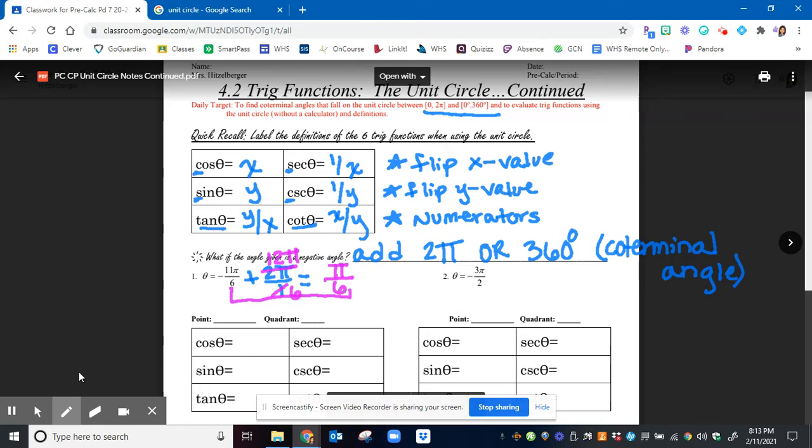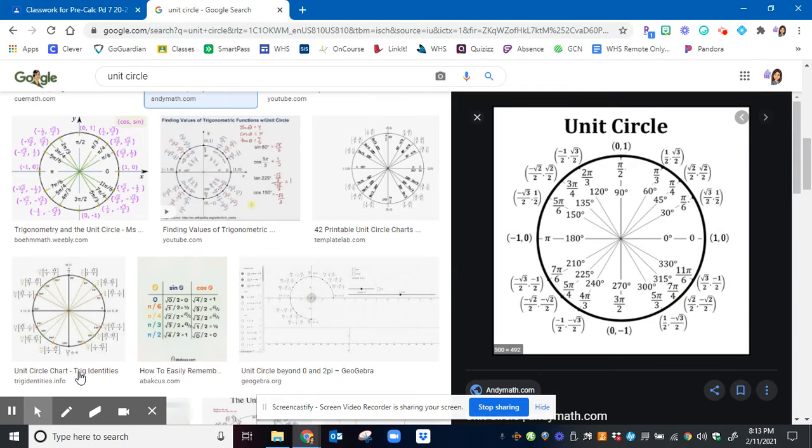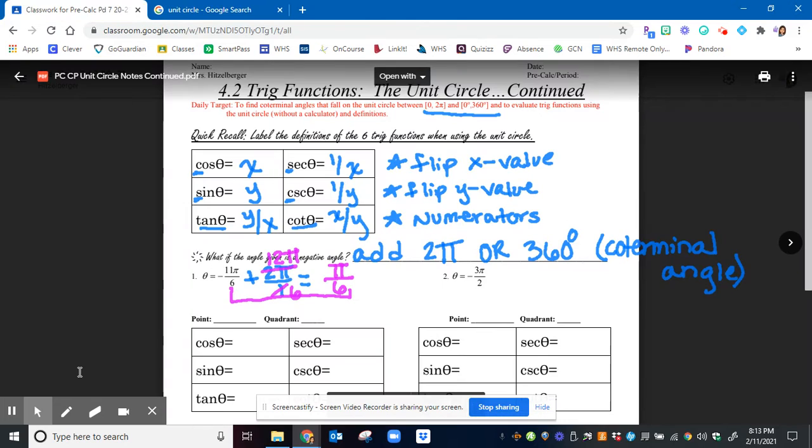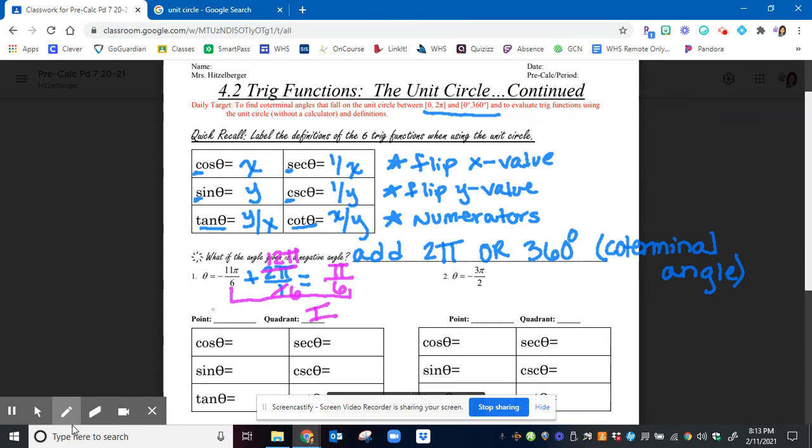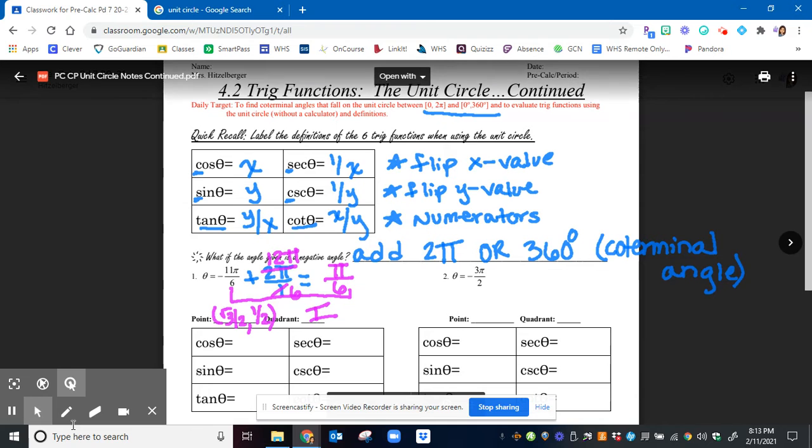They're exactly the same. So what I need to remember is, where is pi over 6? I'm going to use this unit circle here, and I realize that pi over 6 is right here, 30 degrees, and I need this point in the first quadrant. I'm going to write that down. This is quadrant 1, and my point is radical 3 over 2, comma, 1/2. Now we're just going to go through all of our definitions, just like we've done in the past.